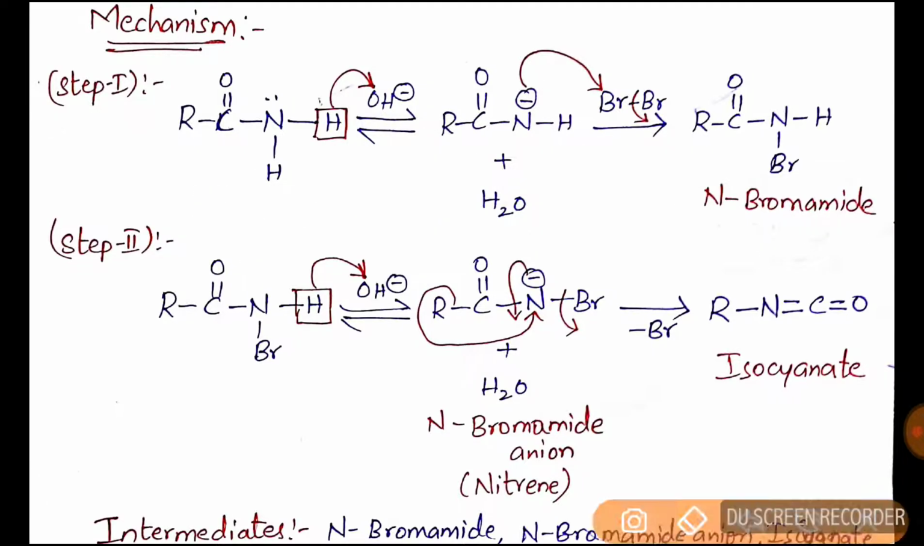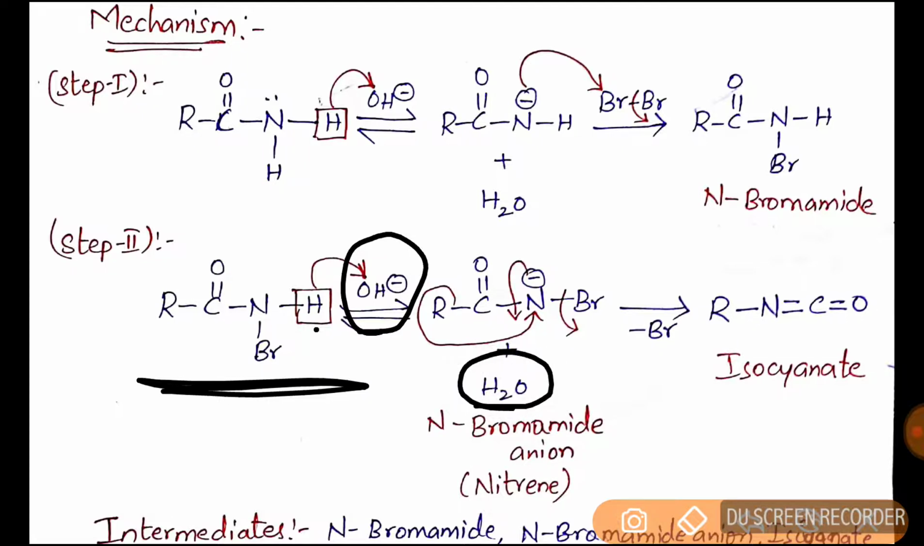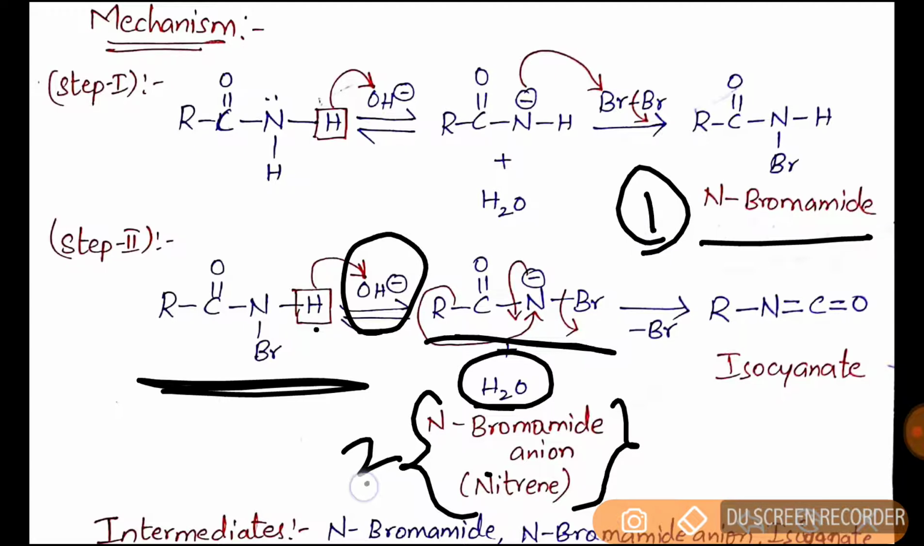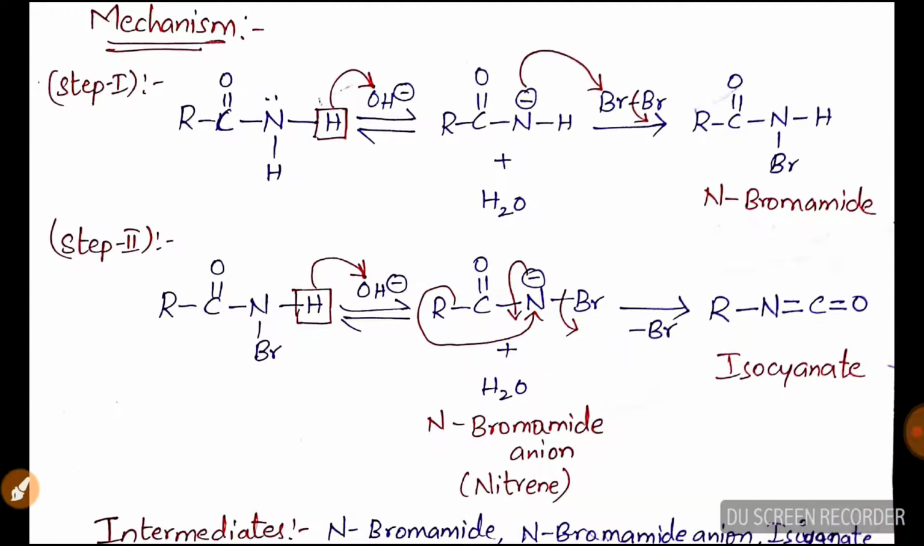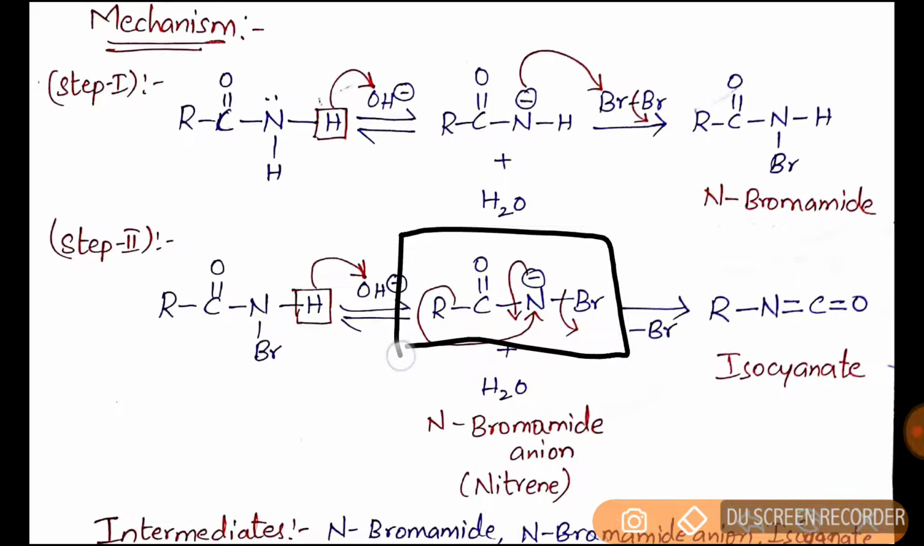And coming to the second step, this N-bromamide is again made to react with sodium hydroxide, and as usual sodium hydroxide abstracts a proton that is present on nitrogen and leaves in the form of a water molecule, and there forms a very important compound that is called the N-bromamide anion, or sometimes it is called a nitrene, and these are the second intermediates. This is the first intermediate, guys, and this is the second one. And in this second intermediate, this is a simultaneous reaction. So everything takes place simultaneously.